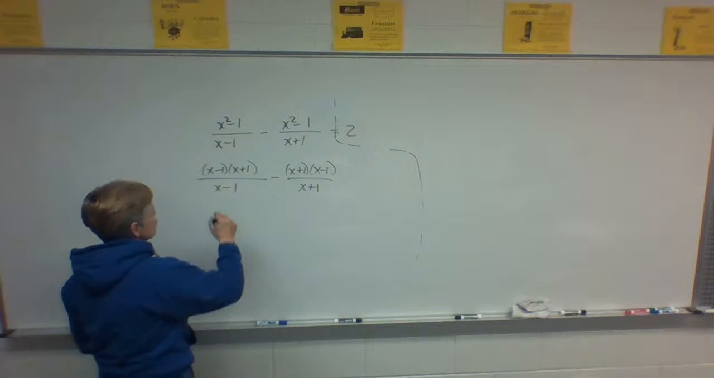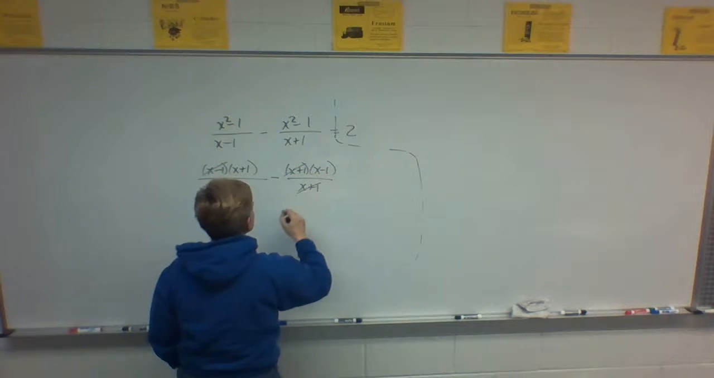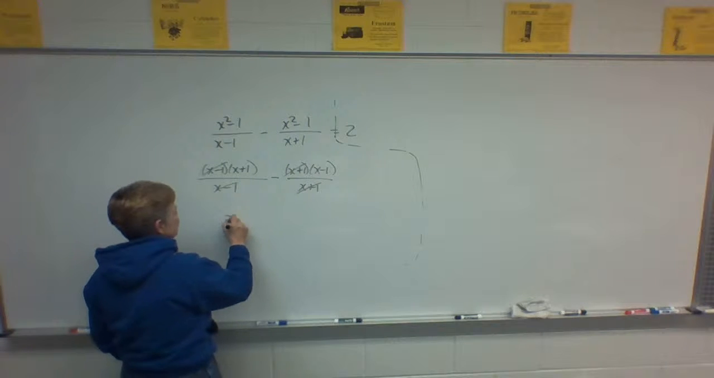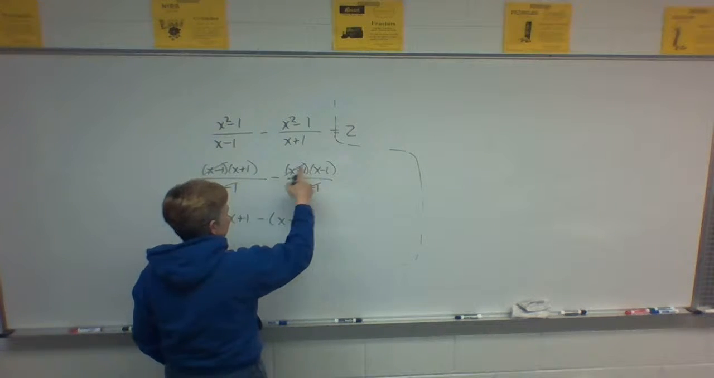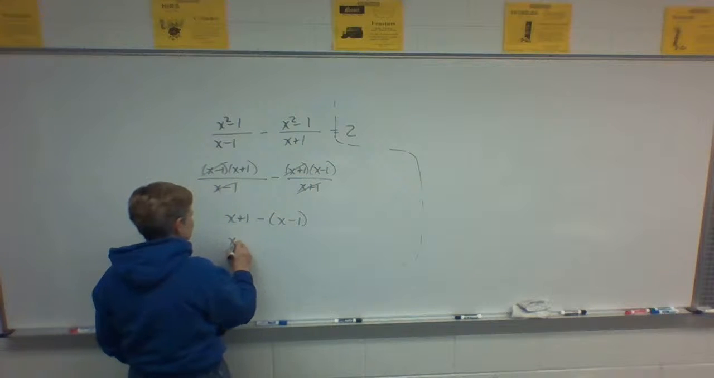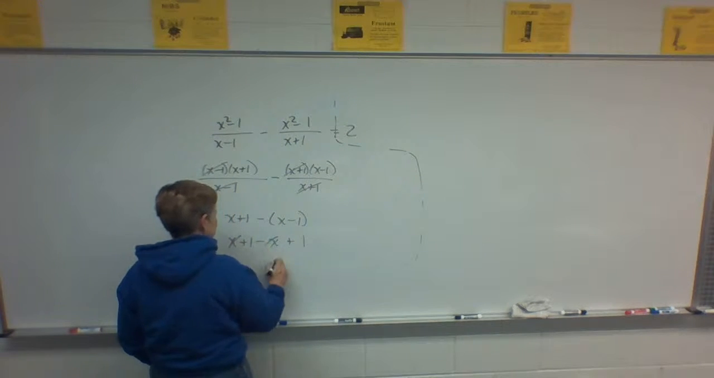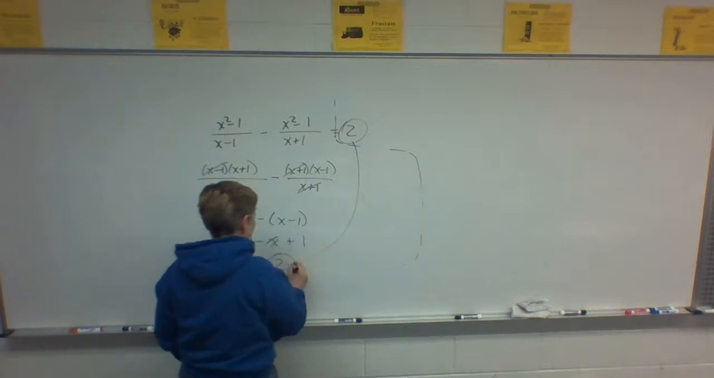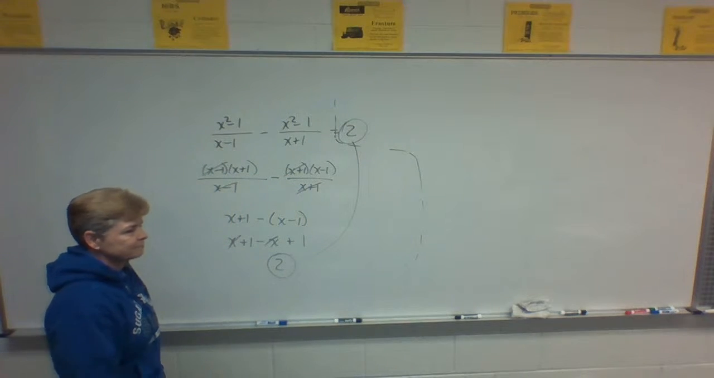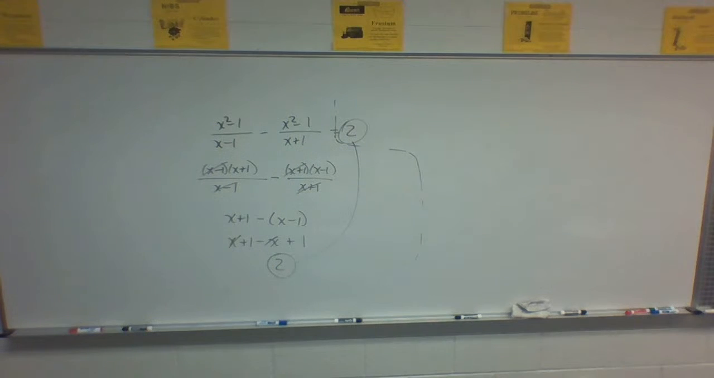Okay. So, oh, look at that. Those cancel. Good. So what I'm left with is x plus 1 minus all of x minus 1, because that minus sign applies to everything that's left over here. And I have x plus 1 minus x plus 1, and that is 2. If it didn't cancel out, would you find a common denominator? Yes. So that's an algebraic one.